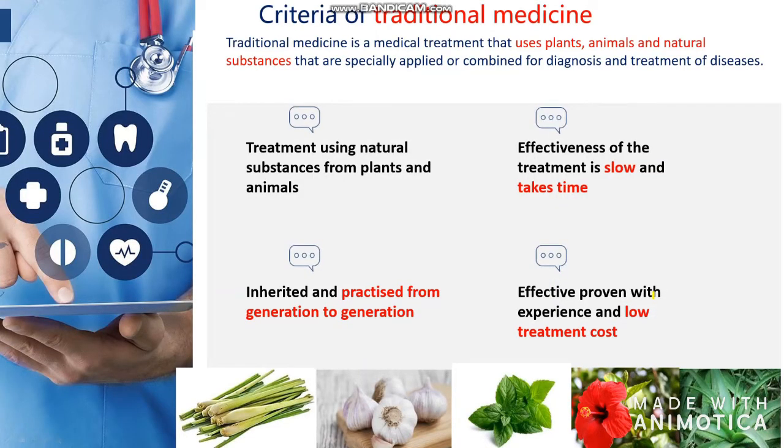What is meant by traditional medicine? Traditional medicine is a medical treatment that uses plants, animals, and natural substances. They are specially applied or combined for diagnosis and treatment of diseases. That means we get traditional medicine from plants or animals. Some of the examples are here. The first one is lemongrass. Lemongrass is good as a mosquito repellent, and then garlic, peppermint, hibiscus plant, and also aloe vera. Aloe vera is good to treat sunburn.